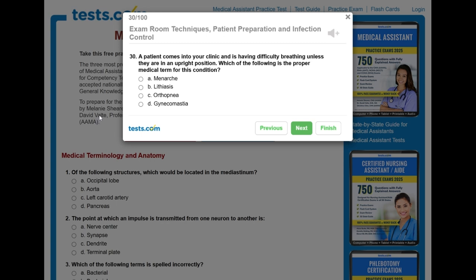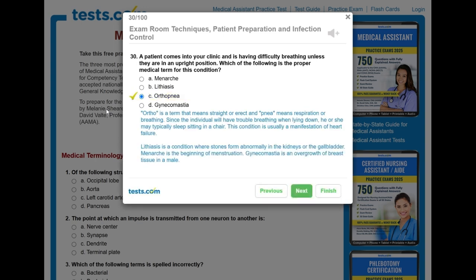Question 30. A patient comes into your clinic and is having difficulty breathing unless they are in an upright position. Which of the following is the proper medical term for this condition? A. Menarche. B. Lithiasis. C. Orthopnea. D. Gynecomastia.